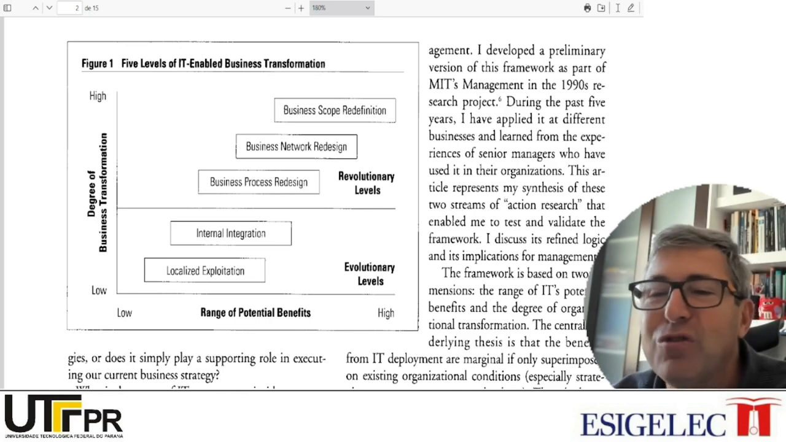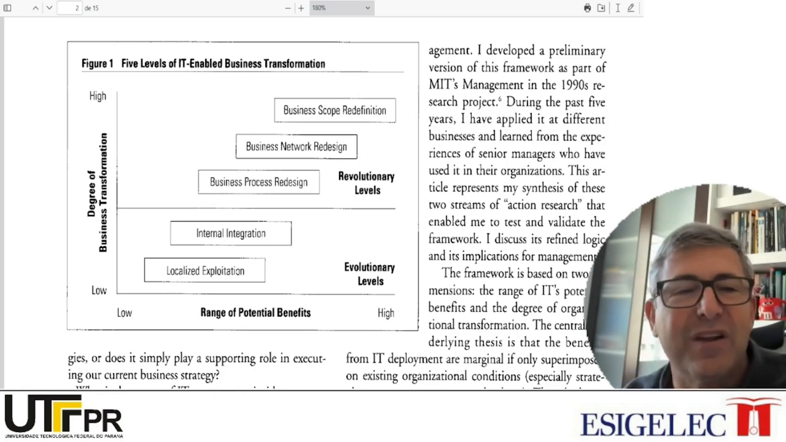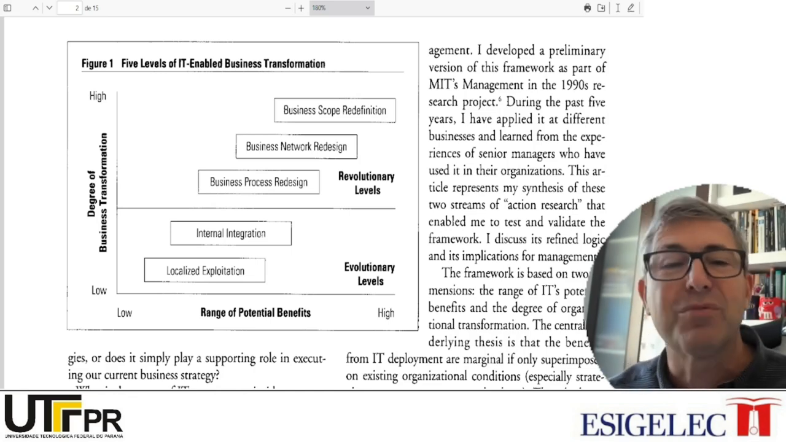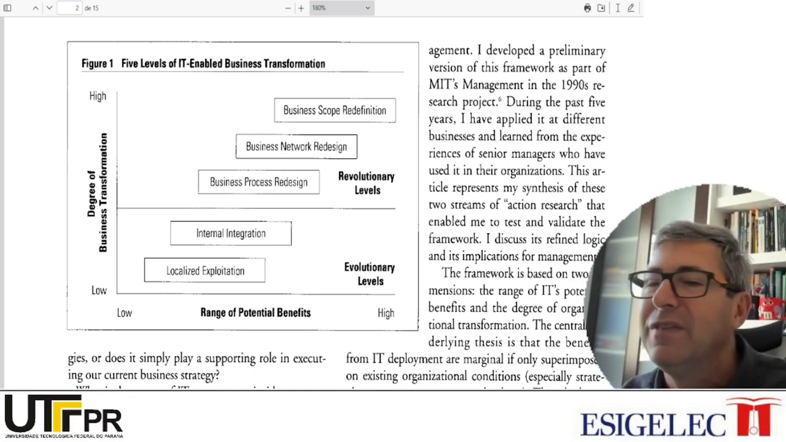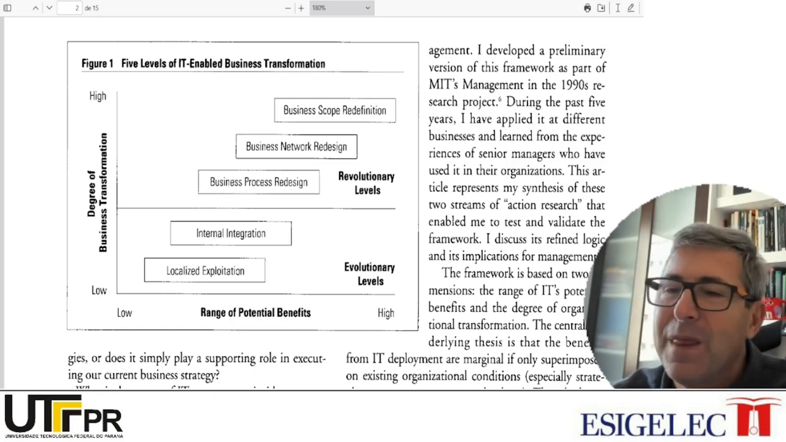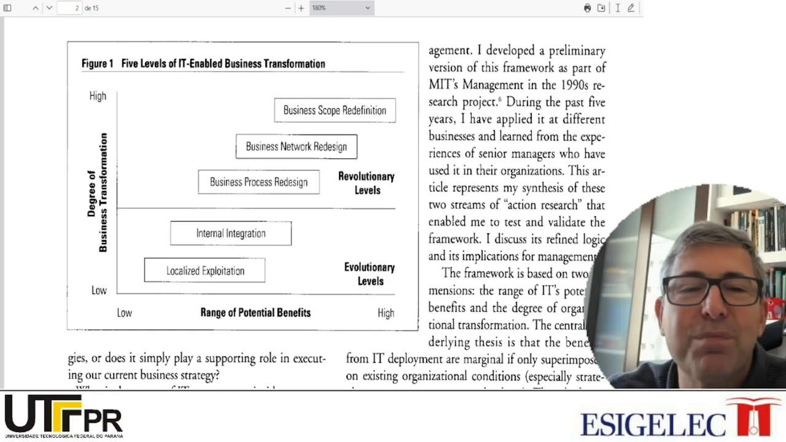So notice, it's not easy to do any of these, right? The business process redesign already changes things in a way that takes people out of their comfort zone, but it does it in a way that sometimes you say, well, I better not touch that. The same thing happens here with the business network redesign. In fact, I have to tell you one thing. I love this simple model.